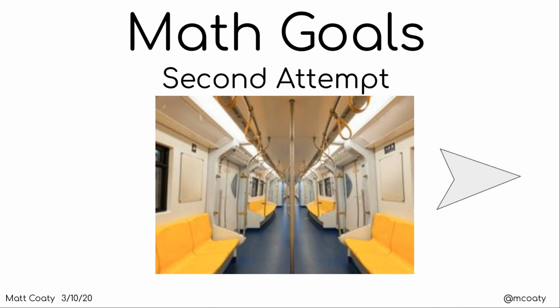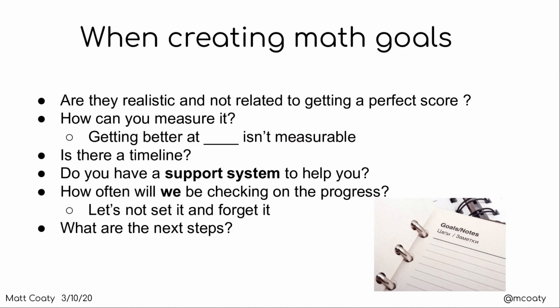And then here's our second attempt at goal setting. Before we dug into it as a class, we started to look at whether the goals are actually realistic and not related to a perfect score. Now, this took a while for students to really grasp. How can we make a goal that's not achievement oriented based on a percentile? We started to talk about how we can measure it. We talk about SMART goals and things like that. Is there a timeline? In our case, the timeline was from the beginning of the next unit to the end of the unit, so about a month and a half.